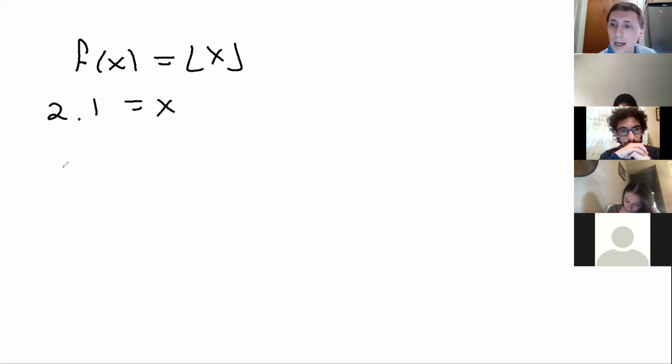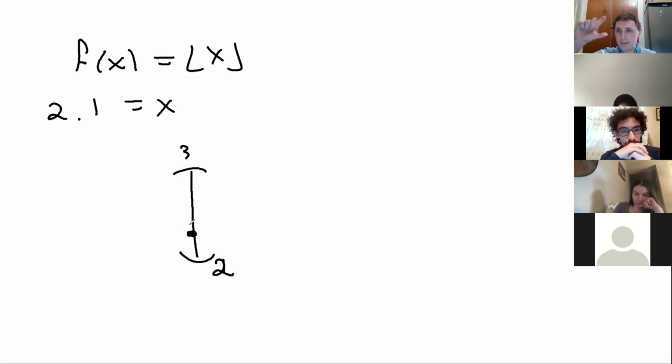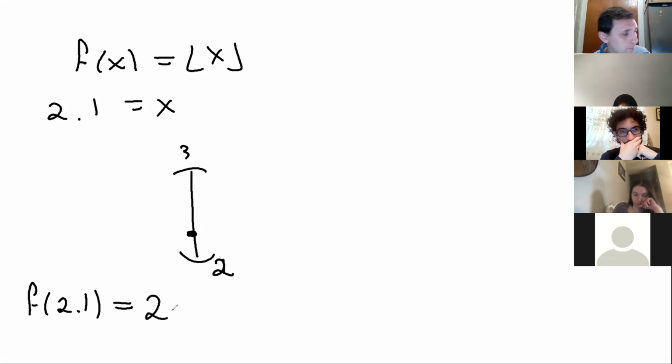So what I do is I ask, first of all, what is going to be my limit? First of all, 2.1 is between the numbers 3 and 2, so it's somewhere in here. So it means that I suspend my figure in between second and third floor. And then I ask what's going to be the value of f at 2.1. The value is clearly just you fall down to the second floor. Yes?